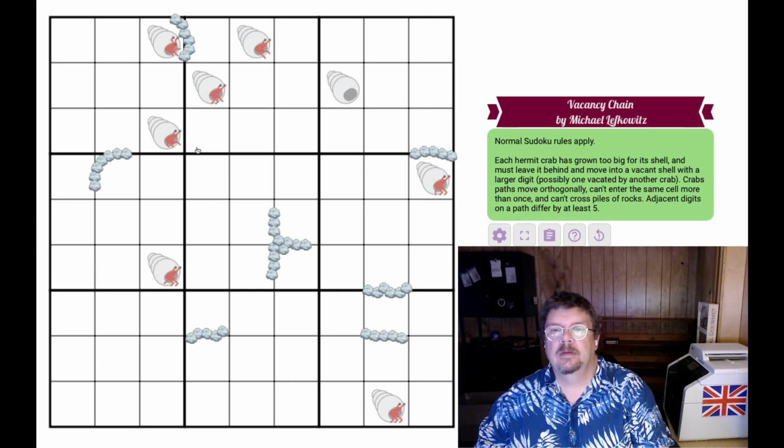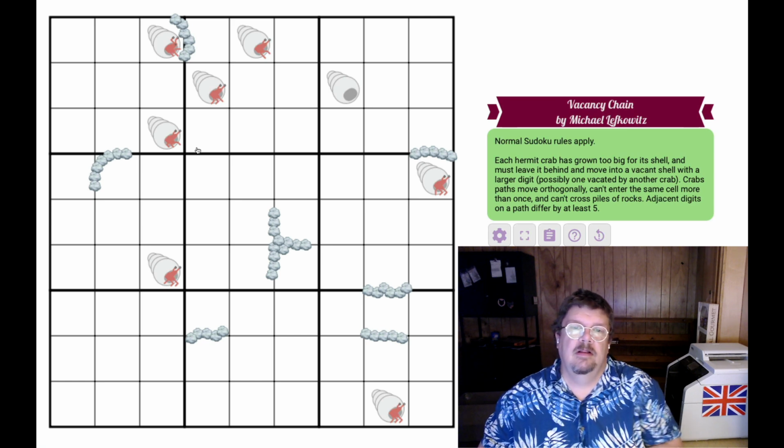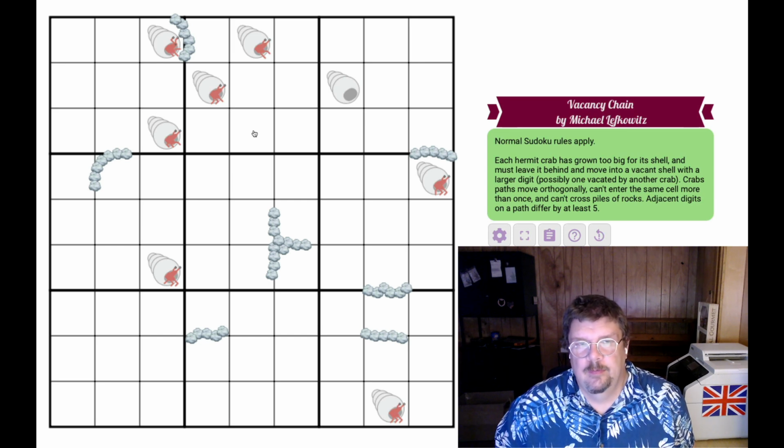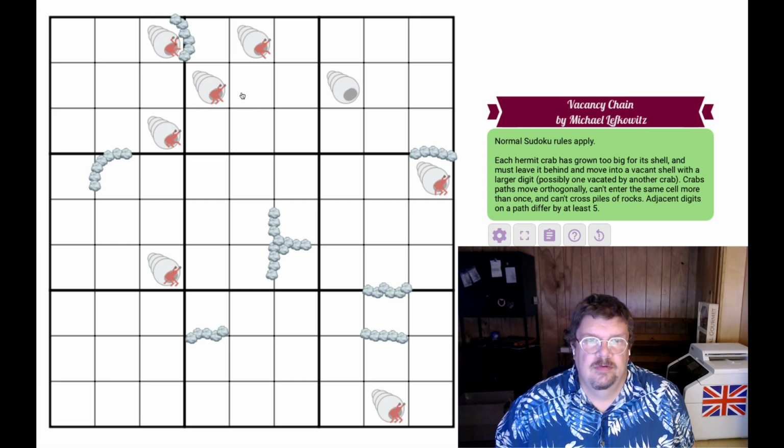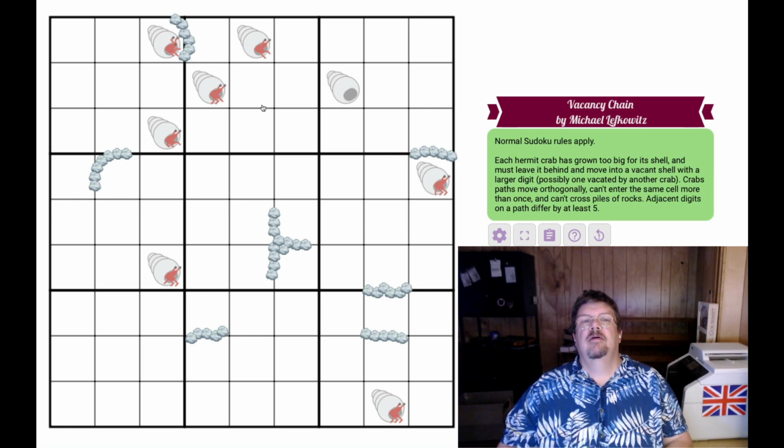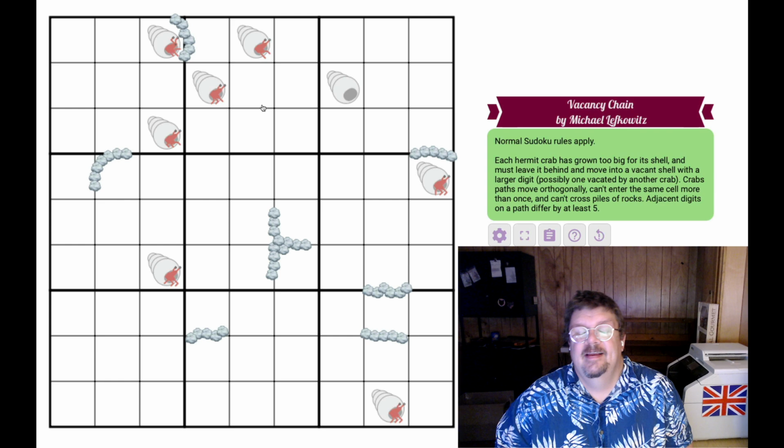So, what can we say? Well, they're moving to a shell with a bigger number, and we have a total of 8 shells. I think we have 1 degree of freedom. So this is going to be a 9 or an 8, and then there's going to be some crab that'll be an 8 or a 7 that moves into it, and some crab that'll be a 7 or a 6, and then some crab will be a 6 or a 5. Oh, okay.